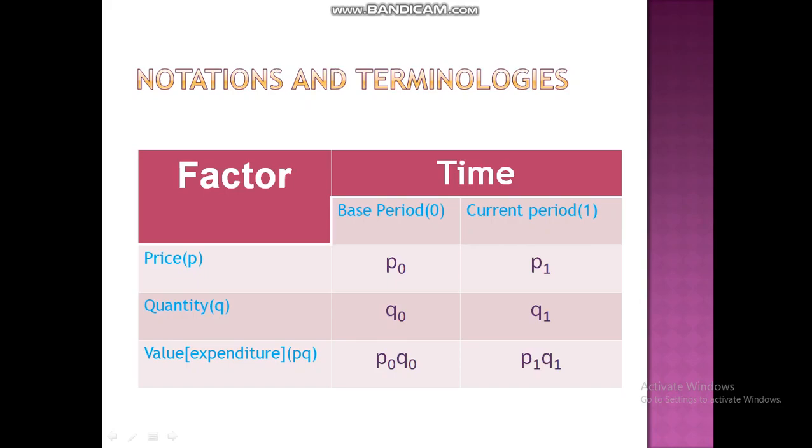Generally students will remember all these four, but they'll forget the value of the base period and value of the current period. So I am stressing on these two. Remember, the value of the base period is P naught Q naught and the value of current period is P1 Q1. So these are the notations.